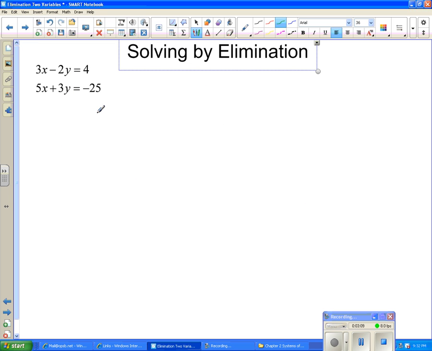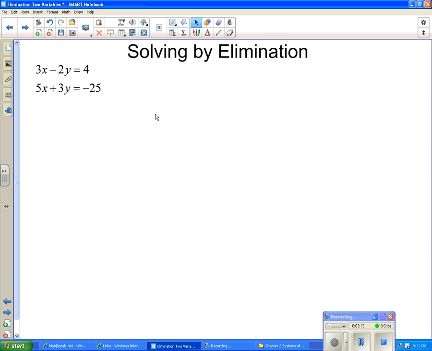Let's look at this next example. Here I've got 3x minus 2y equals 4, and I have 5x plus 3y equals negative 25. My equations are lined up. I've got the x's over each other and the y's. They're both in standard form. But as I look at this system, I notice that I don't have any additive inverses in place.